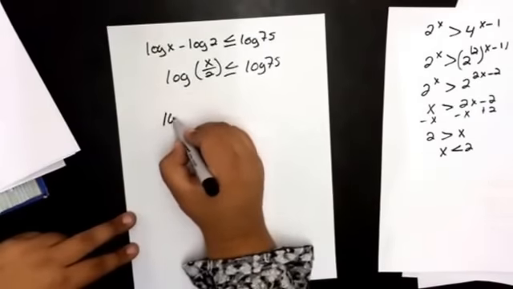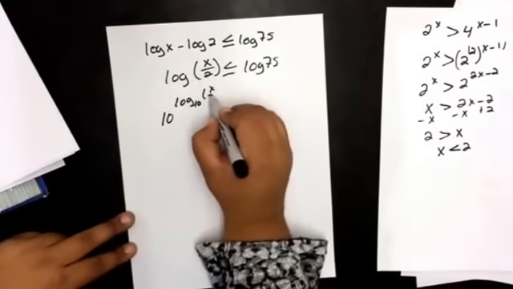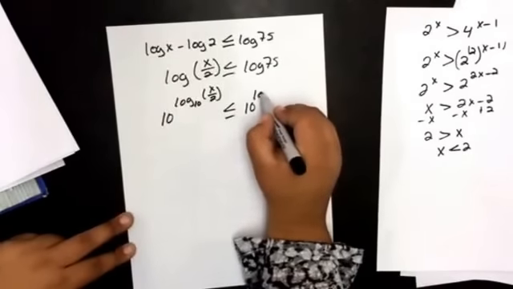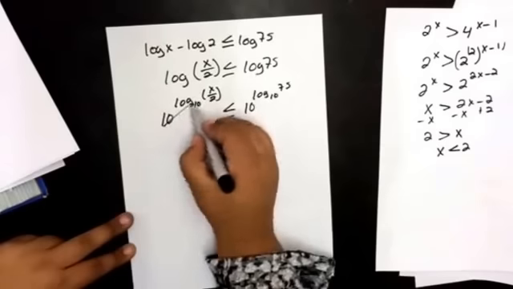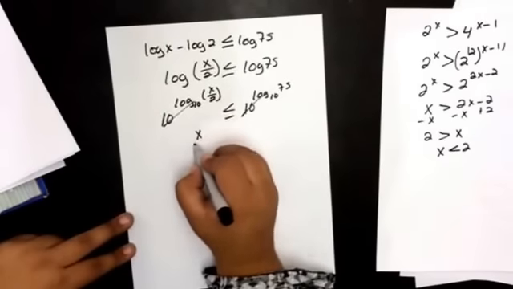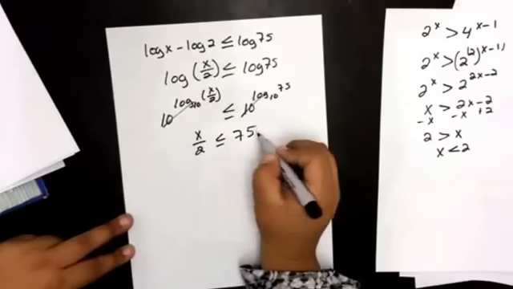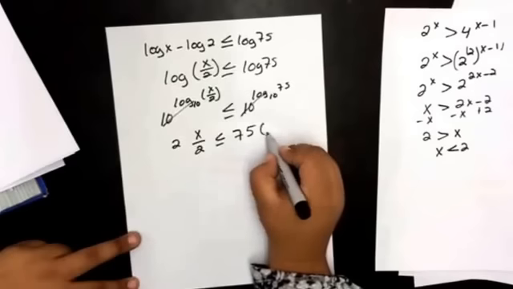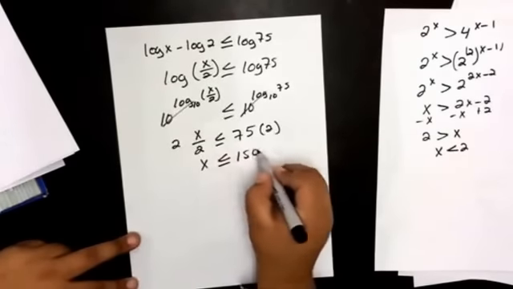So then I can write it as 10 to the log base 10 of x over 2 is less than or equal to 10 to the log base 10 of 75. Since the bases are the same, they cancel, so then we're left with x over 2 is less than or equal to 75. To solve for x, we multiply by 2, multiply by 2. So then x is less than or equal to 150.